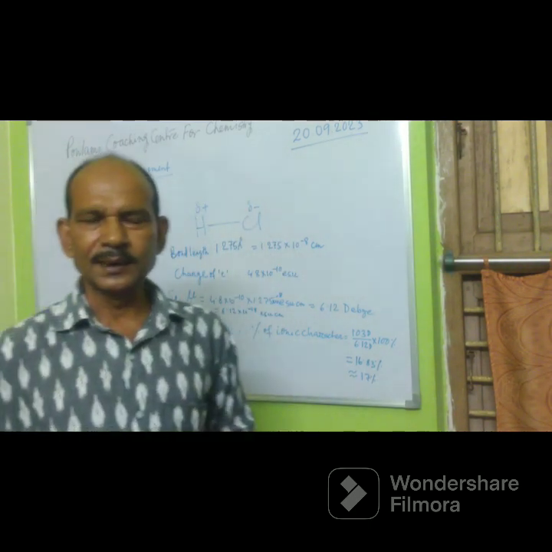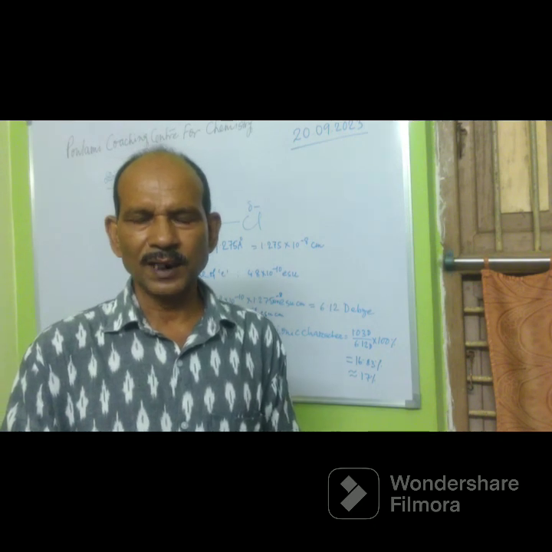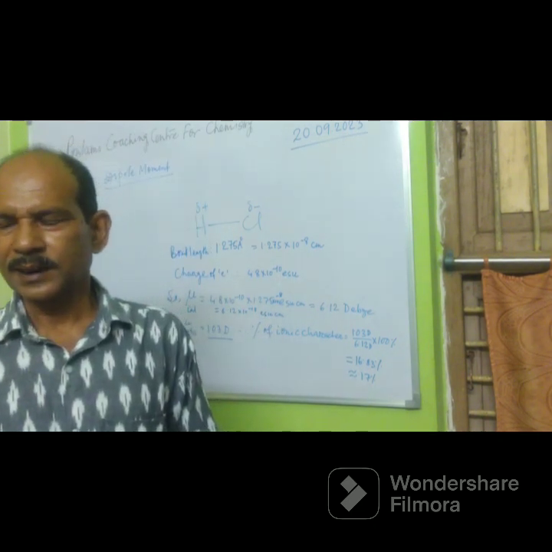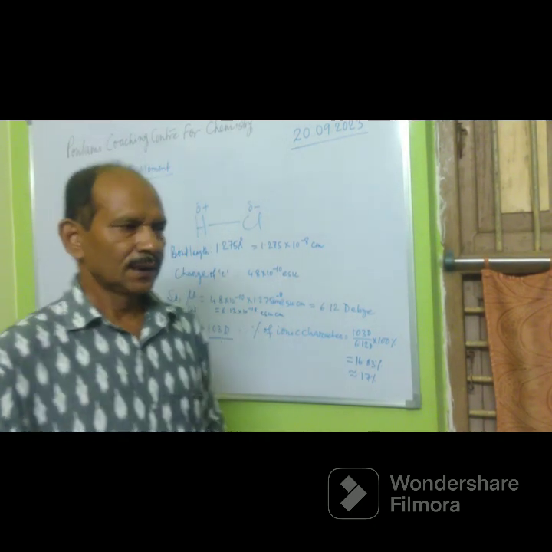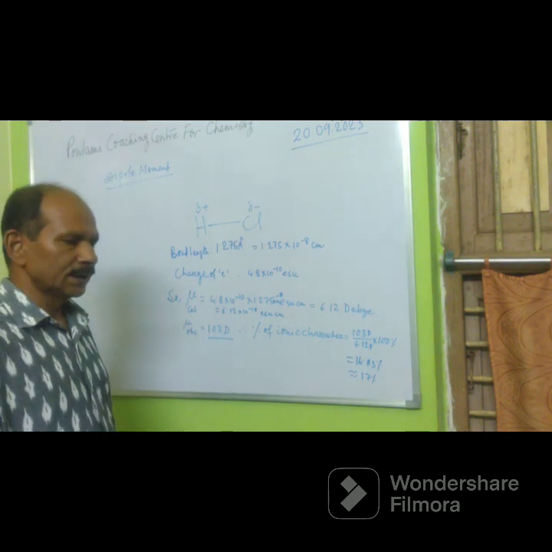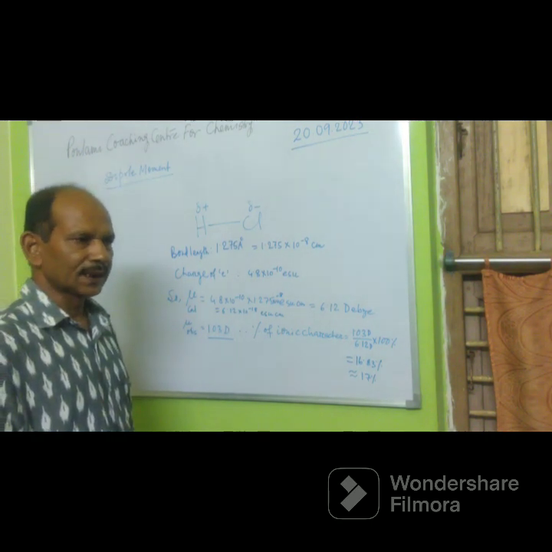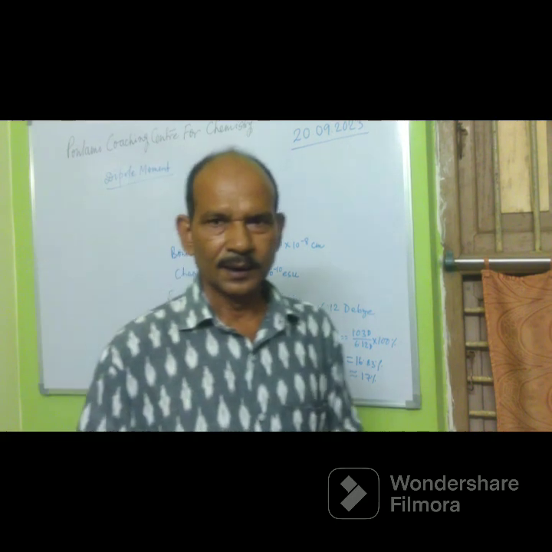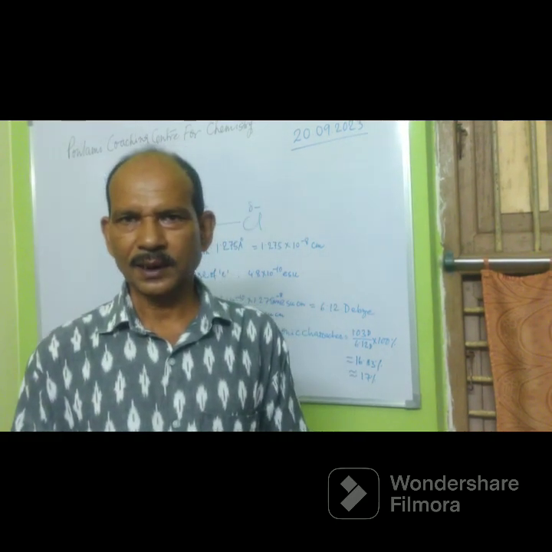So, the HCl bond is a covalent bond, but it has some ionic character to some extent, that means an ionic character of 17%. This is all for today's class.